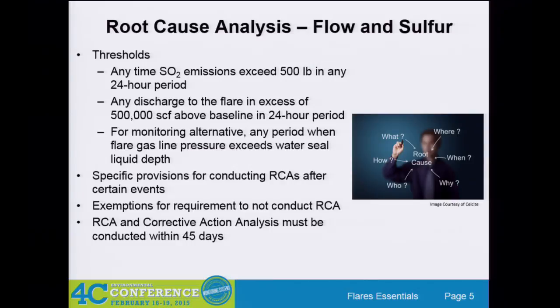For the root cause analyses, there's two triggers. One is for SO2 emissions. Anytime you have 500 pounds in a 24-hour period, you have exceeded it. Or if you have 500,000 scuff above a baseline. This was, again, a difference from the California rules where they gave you a 250,000 scuff per day limit. Here you're given 500,000 scuff above a baseline. It's basically they realized refineries are all set up differently. They're designed to put differing amounts of gases to your header, and so you have this kind of variability that's built into the rule.